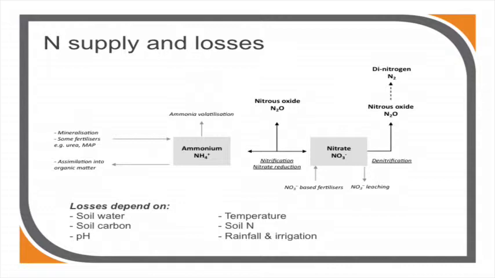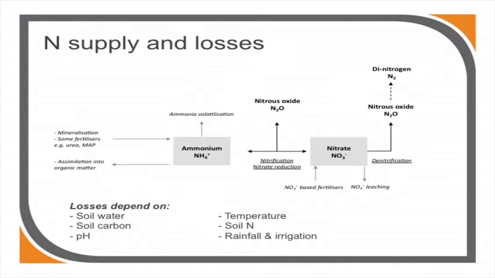In terms of where we can source this nitrogen from, we can add to the ammonium pool of soil N through fertilisers like urea, MAP, etc. Mineralisation of organic matter, so nitrogen that's tied up in organic matter being mineralised and made available to the plants. And of course, certain fertilisers where we can directly add to that nitrate pool as well.